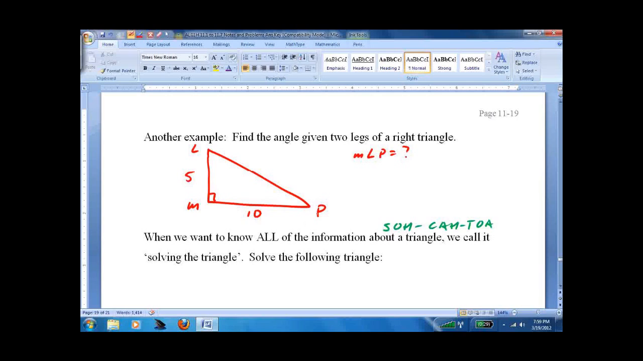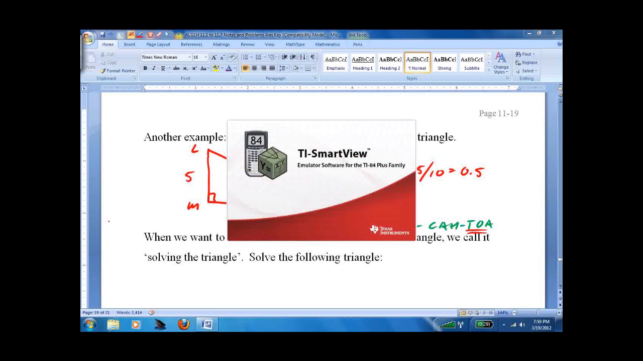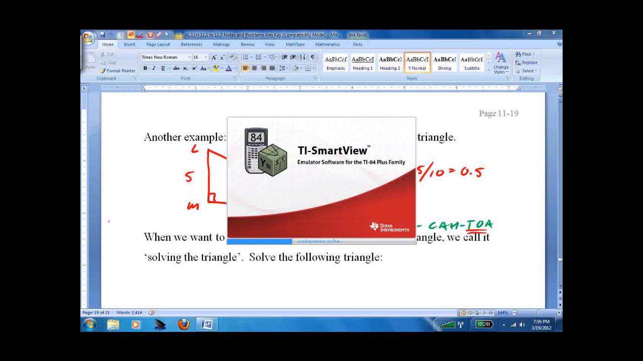Well, we look at P, and we say, well, what do we know? We know the opposite and the adjacent. That looks like tangent to me. So tangent of whatever angle P is equal to 5 divided by 10, also known as 0.5. This is where we need our calculators. There's no way to do this without a calculator unless you have a table and you want to guess it off of there, but almost everybody does this with the calculator.